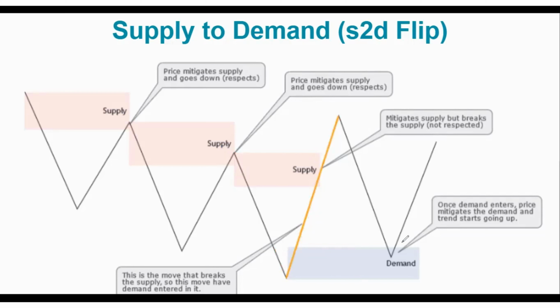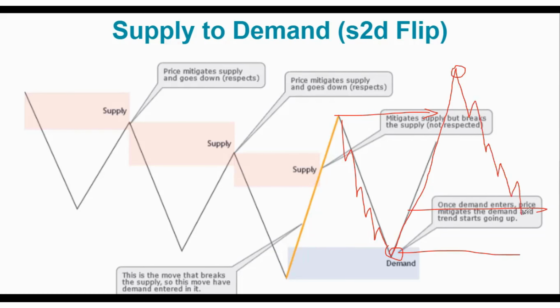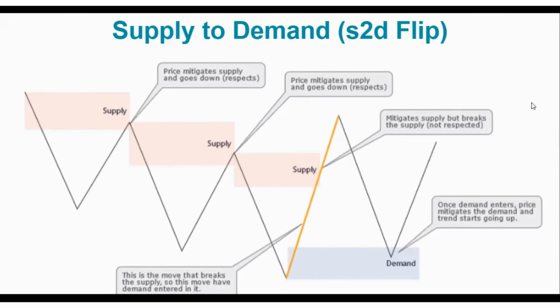And what happens when the demand enters? We know the market will come down, mitigate the demand, break the previous high and create a new higher high. Now again, we will have one more demand here. Price will come back to that demand and create another higher high. So you see how a downtrend completely changed to an uptrend just by flipping a supply to a demand. Okay, this is called the supply to demand flip.